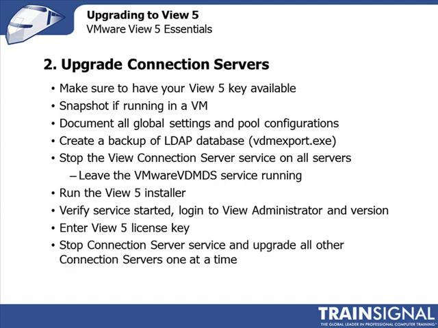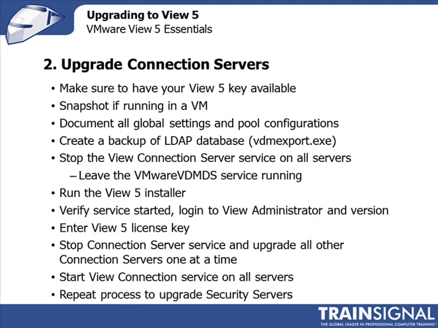Once you've completed this process, stop the connection server service, and then repeat the same process on the other replica servers, ensuring that only one connection server is ever running at one time. Once every connection server in the group has been upgraded, you may start all of them at once and allow them to sync up their LDAP databases properly. Once that's completed, you can repeat this process to upgrade the security servers as well.